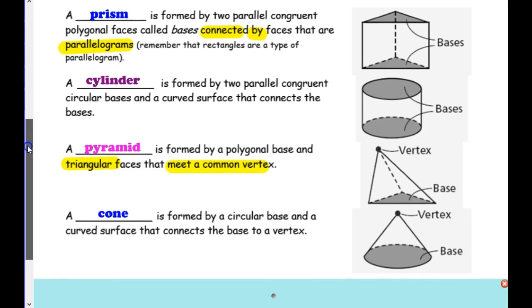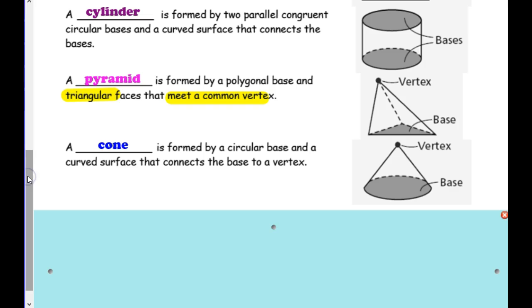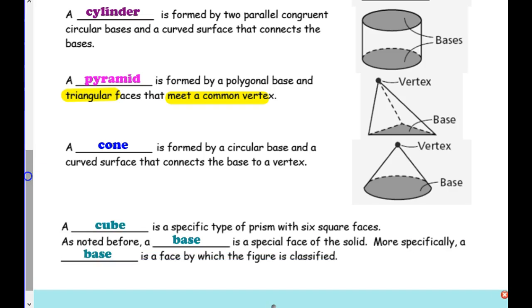So, down here, at the very bottom of the front page, we have a specific type of prism. It's called a cube. If you take a prism and all the faces are squares, every single edge is equilateral, well then you get a cube, a specific type of prism with 6 square faces.